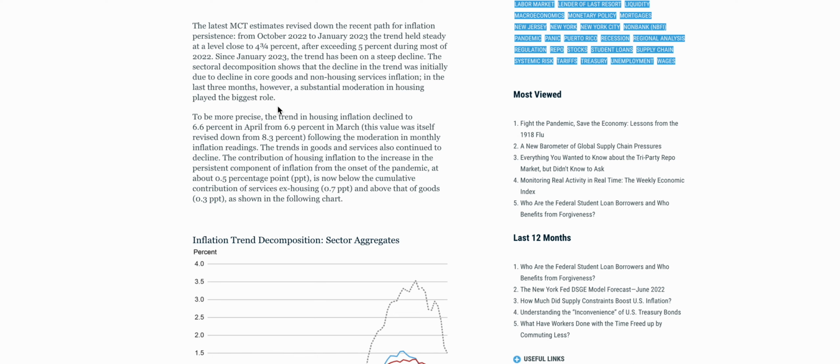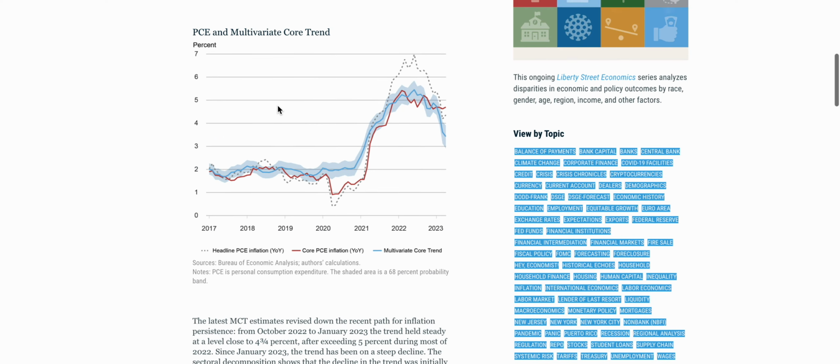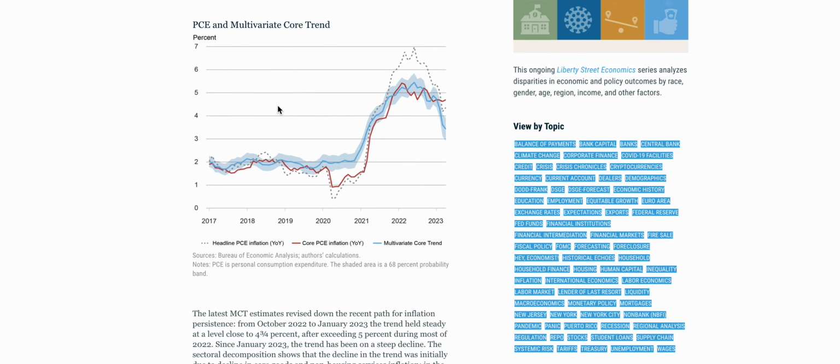So you can read the rest of the article here, but what I wanted to just show was this chart indicating that the way the Federal Reserve Bank of New York is tracking inflation using their multivariate core trend model is actually on a downward trajectory, and according to the article it declined significantly in April of 2023. So that's kind of good news in terms of inflation getting cooled down, and certainly we saw the headline inflation figures today, which looked much better as well.